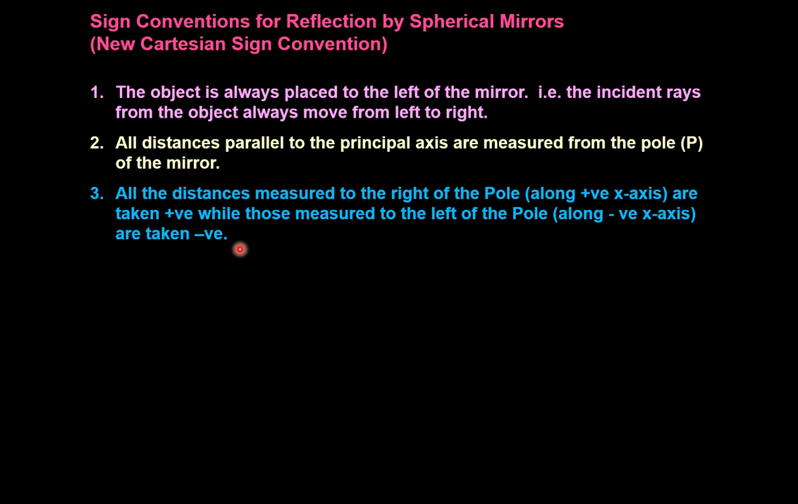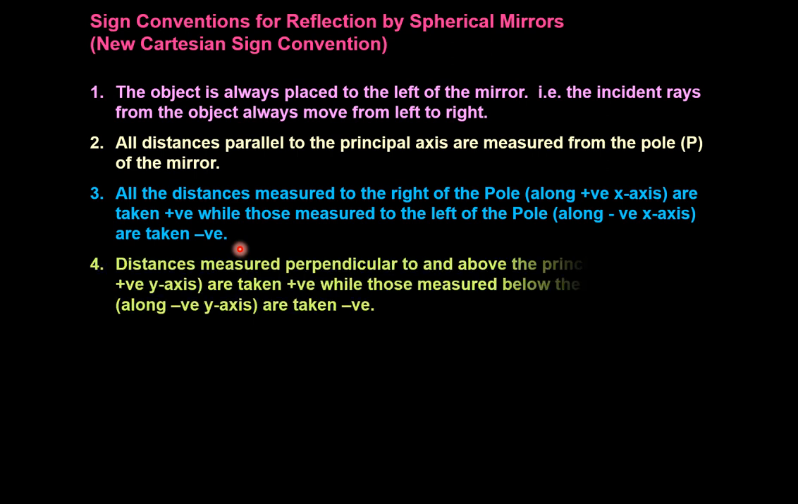Okay, next, distance is measured perpendicular to and above the principal axis. So perpendicular to the principal axis and above it, they will be taken as positive. So distance is measured perpendicular to and above the principal axis.